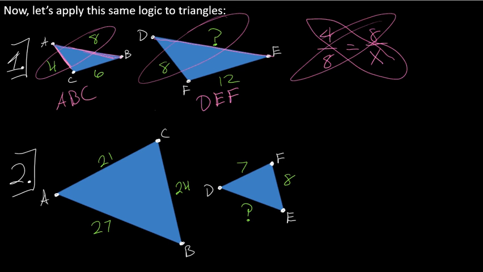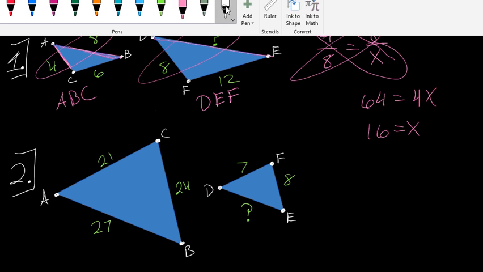8 times 8, 64. 4 times x, 4x. Divide by 4 on both sides. 16 equals x, which is the exact same thing we got when we used common sense. Okay, so looking at number 2, it's the exact same idea, right?